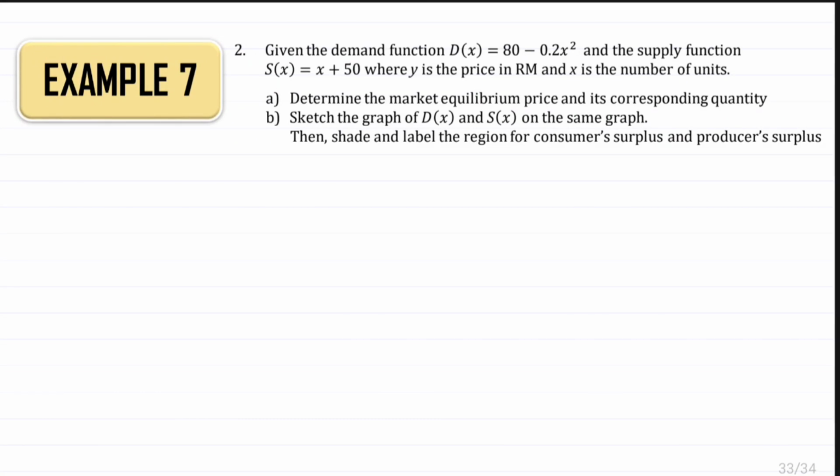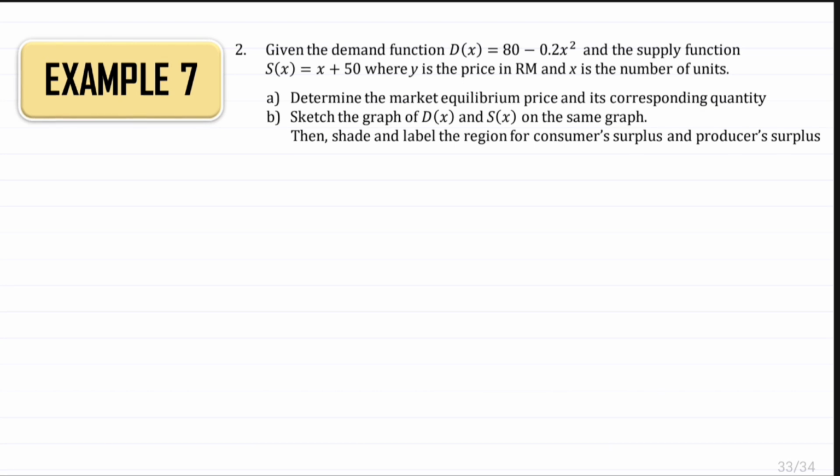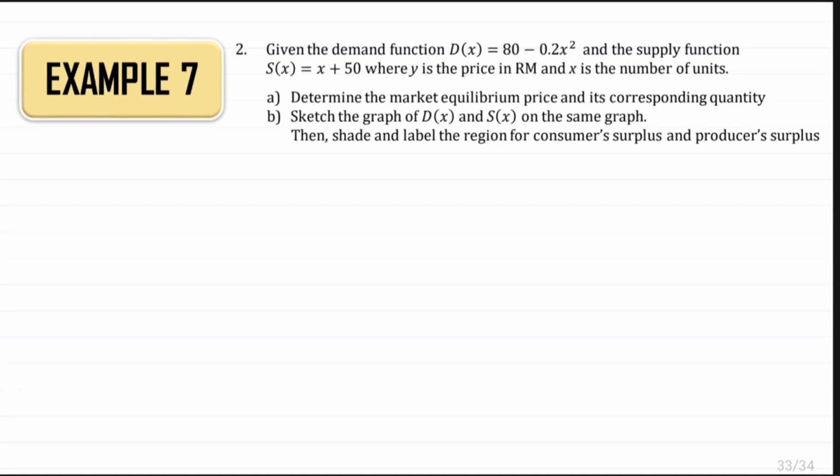Continue Example 7 number 2. Given the demand function Dx equals 80 minus 0.2x squared and the supply function Sx equals x plus 50, where y is the price in RM and x is the number of units. First question, determine the market equilibrium price and its corresponding quantity. Okay, now we equate function Dx with Sx.